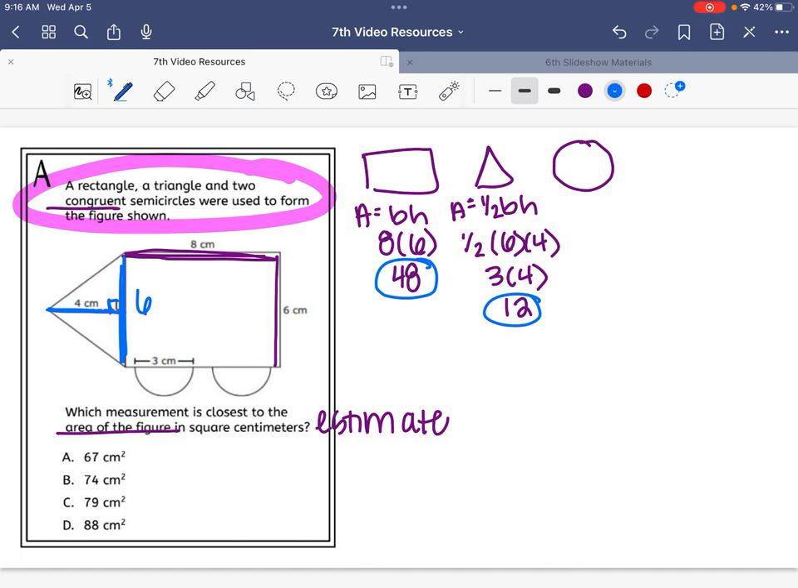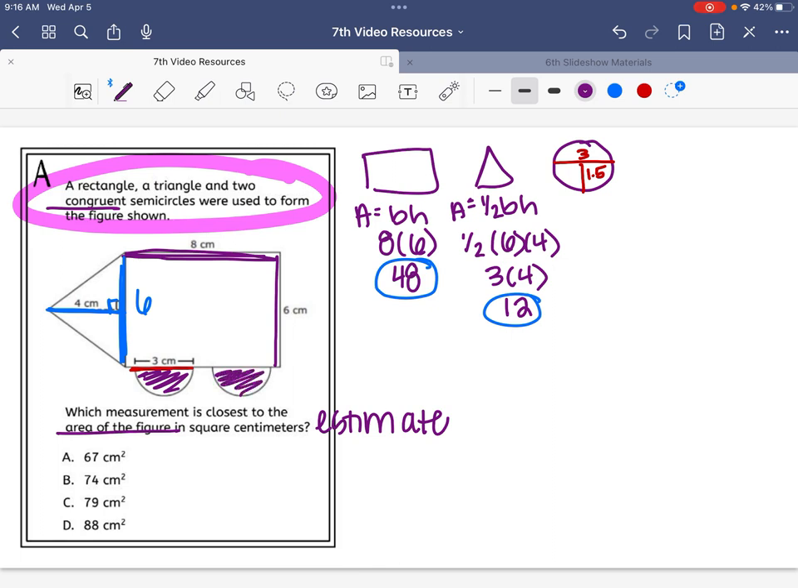And when I start to look at the semicircles, I see that they gave me the distance from one end all the way across to the other end. So I know this represents a diameter. So if my diameter is 3, then my radius is 1.5. And so what we can do is use the radius and use our area formula to plug in and solve for area of the whole circle because I know that these are two congruent semicircles.